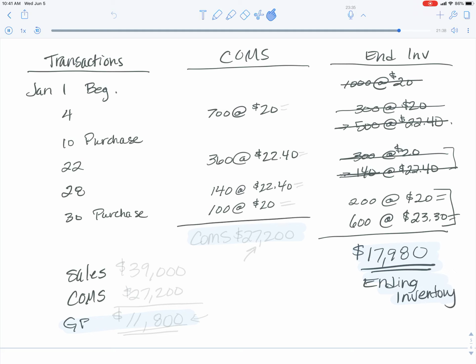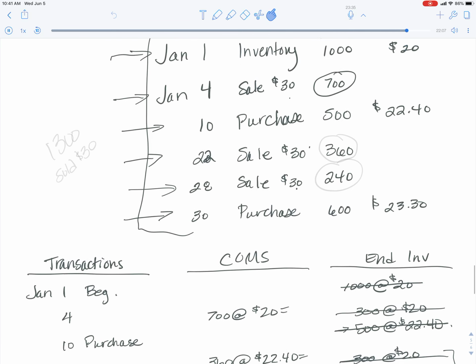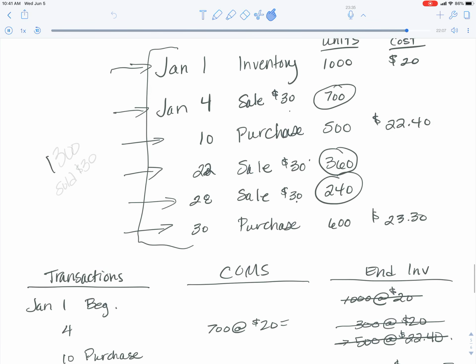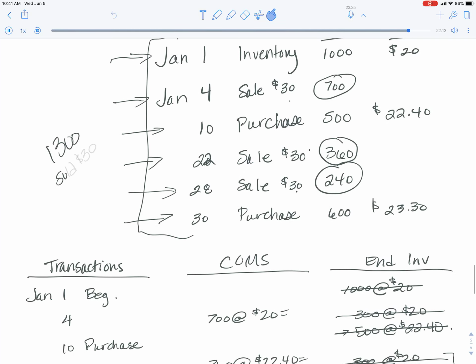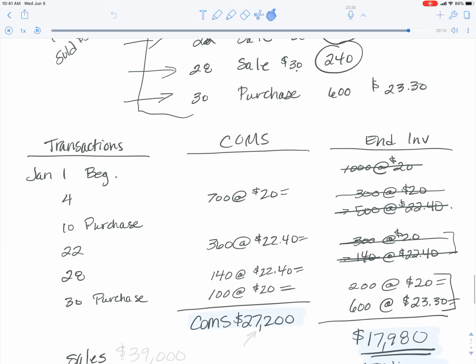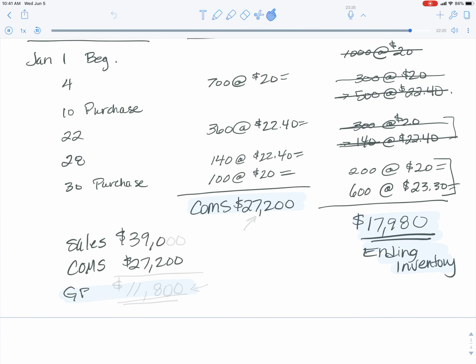Next thing I want to know is, what's my cost of merchandise sold? Well, you multiply 700 times 20, 360 times 22.40, 140 times 22.40, and 100 times 20. And then you add them all together, your cost of merchandise sold should be $27,200. So that's what we're going to plug in to our cost of merchandise sold. And our sales amount is actually the same because we've sold 1,300 units for $30 each. So that's still $39,000.